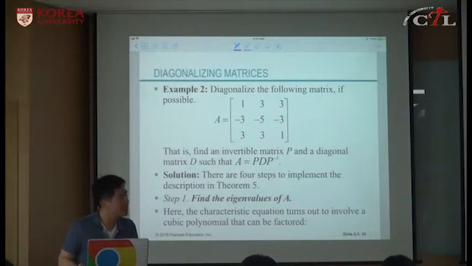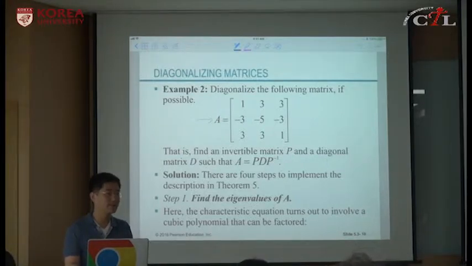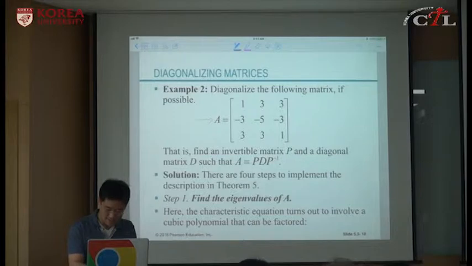Okay, and then let's do some exercise of making a given matrix into a diagonal matrix. Typically, the question will be like this. You are given a matrix A, and the question will ask you to determine whether your matrix A is diagonalizable or not, and if it is diagonalizable, to diagonalize your matrix. So: diagonalize the following matrix if possible.